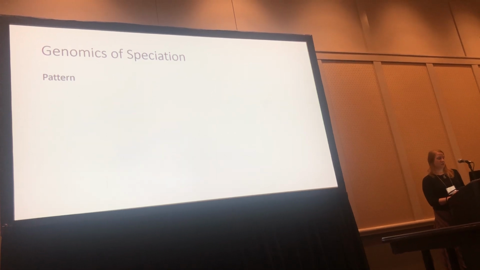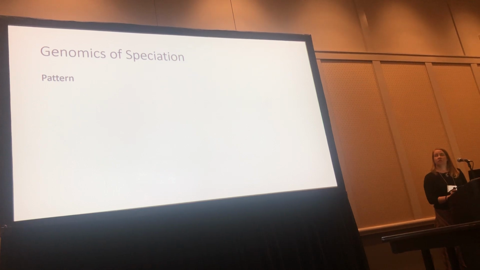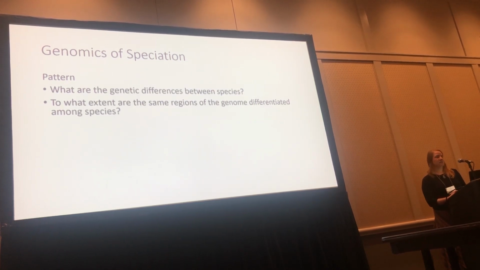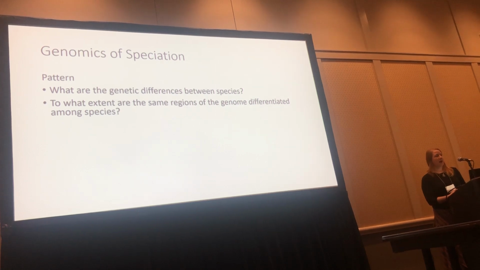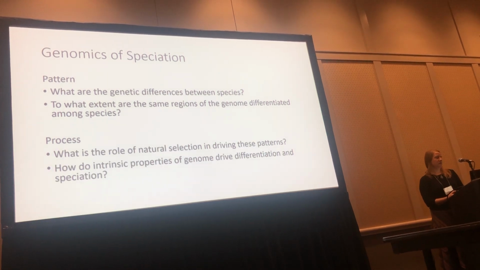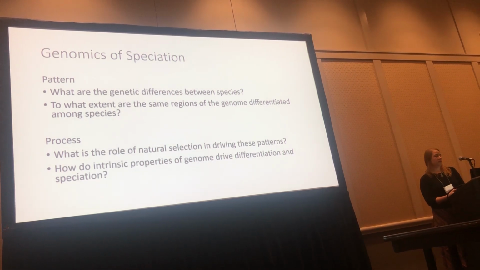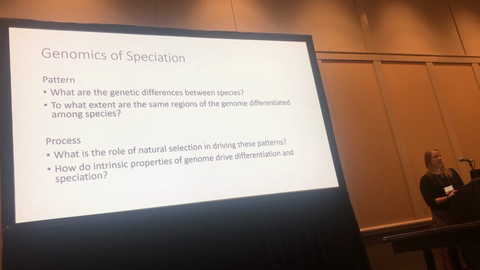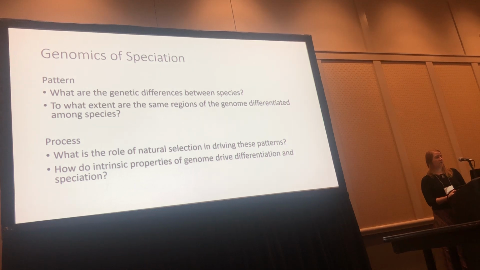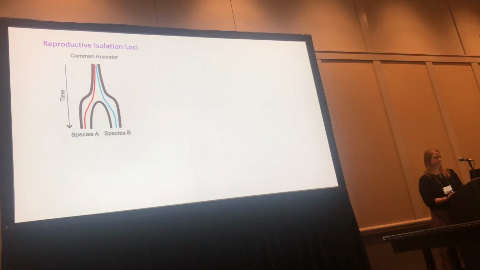Understanding the genomics of speciation is exciting because we have a huge amount of new data that's allowing us to describe the patterns of speciation. To what extent are genetic differences between species, and how parallel are these differences across lineages? But we still have a lot of questions remaining about the processes of speciation, including what is the role of natural selection in driving these patterns, and how are these patterns affected by intrinsic properties of the genome, affecting the process of differentiation and speciation.